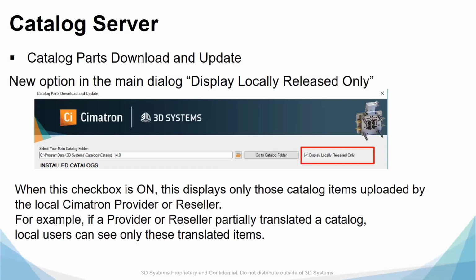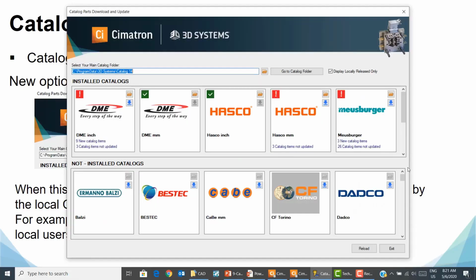In Cimatron 15, we have a new option to display locally released only parts. Catalog parts, download and update. There's a new option, as I said, display locally released only. When this checkbox is on, this displays only those catalog items uploaded by the local Cimatron provider or reseller. For example, if a provider or a reseller partially translated some of the catalogs, local users can see only those translated items.